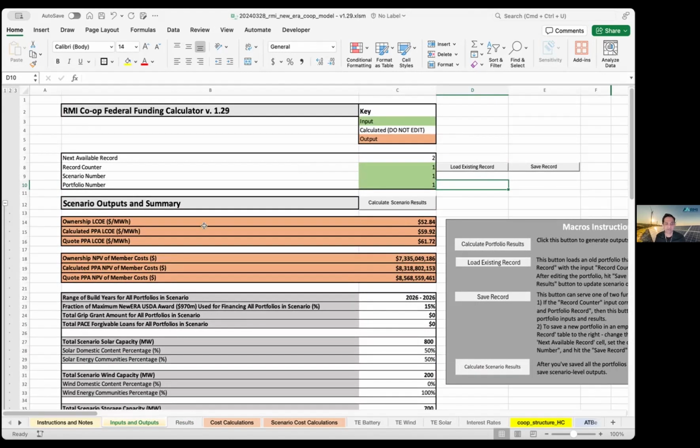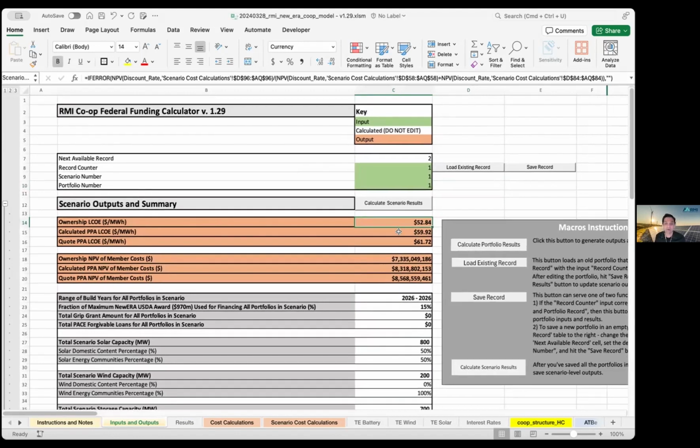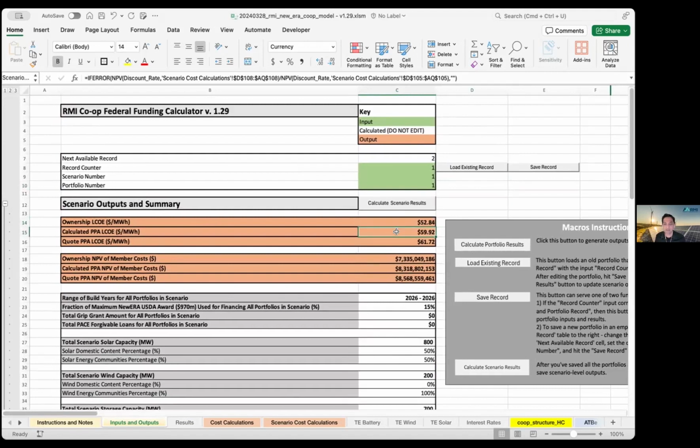Now, what do we calculate at the end of the day? Well, given that set of financing and resource assumptions, what we calculate here are some critical metrics. What are the levelized costs of electricity if you own all of the assets in that scenario? And how does it compare to the levelized cost of energy if you were to instead purchase the power from those portfolios of assets in that scenario?